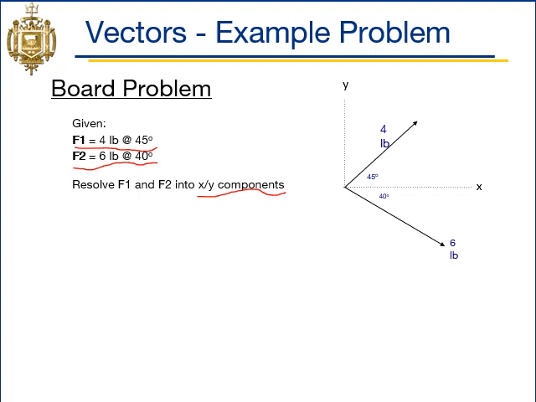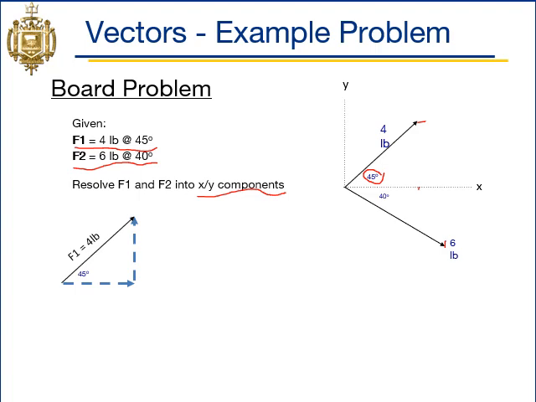All right, so how are we going to do this? We'll just use the relationships we saw on the last slide. In this particular case, theta is here. So that means our x component is going to be the adjacent side, and our y component will be the opposite side. So we're going to use cosine for x and sine for y.